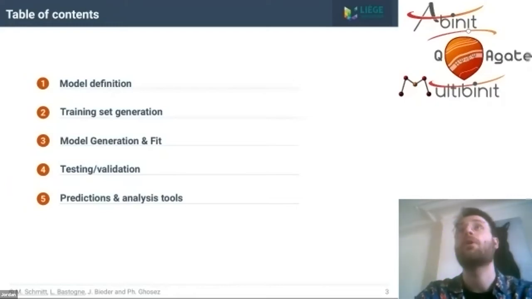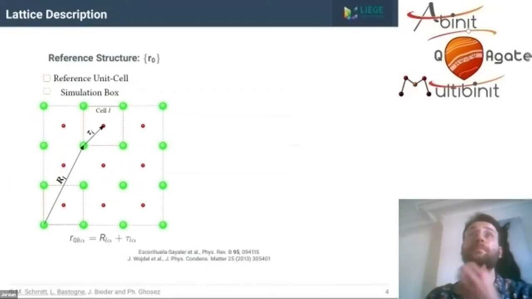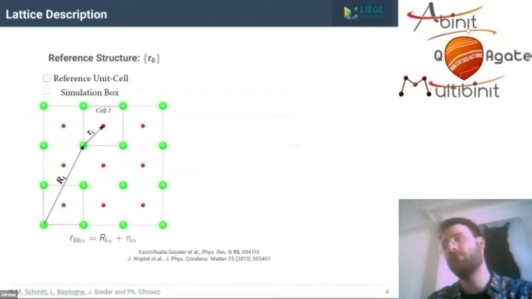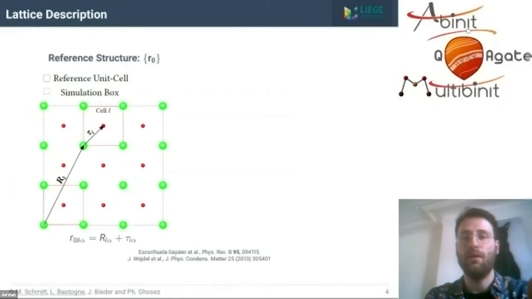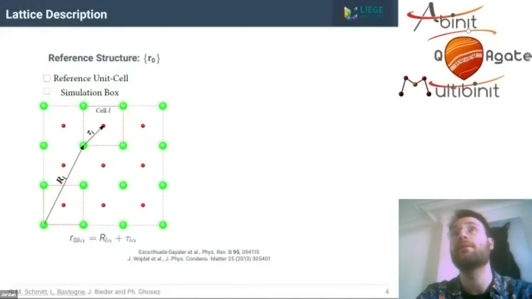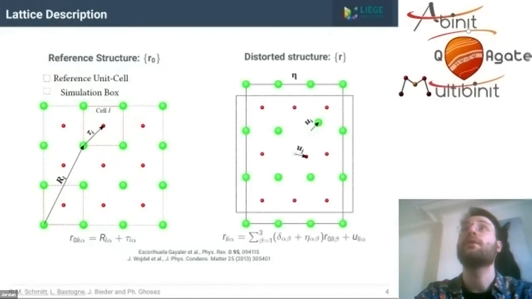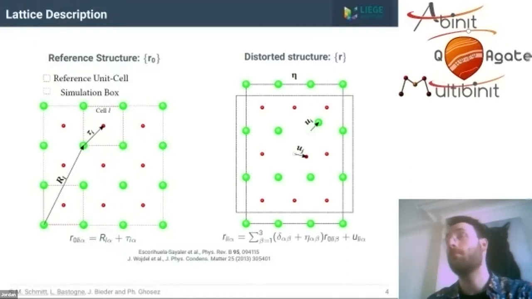Right. Okay, so let's start with the definition. As we make a perturbative approach, we fit something around the reference structure. And the reference structure for us is just a unit cell with a certain atomic structure, and then repeated periodically. This structure we call R0. So we can get the position of each atom just by the basis vector to some cell within our simulation box, and then inside that cell we have the motif of the original reference. And then to get to any distorted structure, we have basically two sets of parameters.